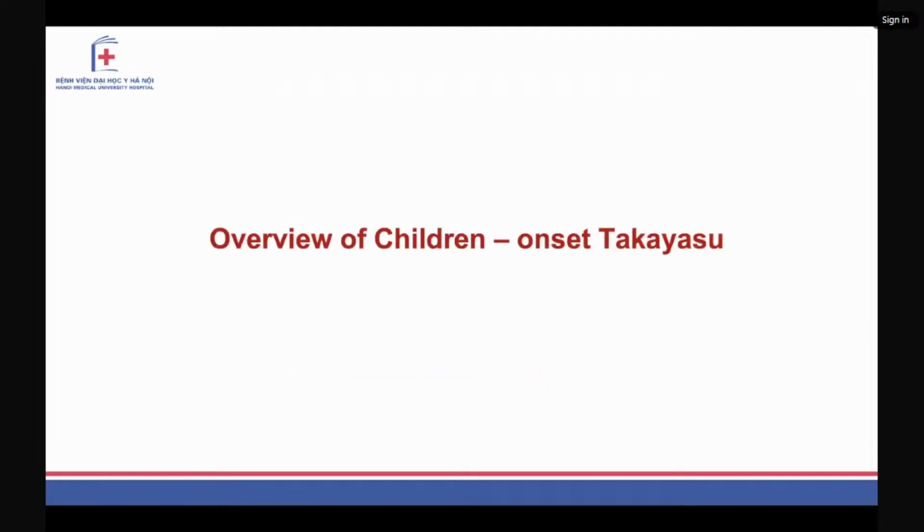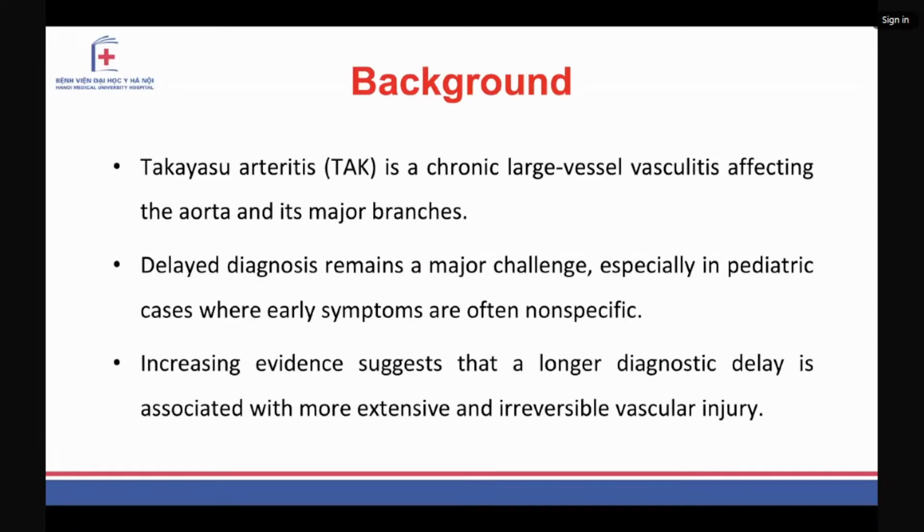And now let's move on to a brief overview of Takayasu arteritis in children. Takayasu arteritis is a chronic large vessel vasculitis affecting the aorta and its major branches. Delayed diagnosis remains a major challenge, especially in children where early symptoms are often nonspecific. Increasing evidence suggests that a longer diagnostic delay is associated with more extensive or irreversible vascular injury.